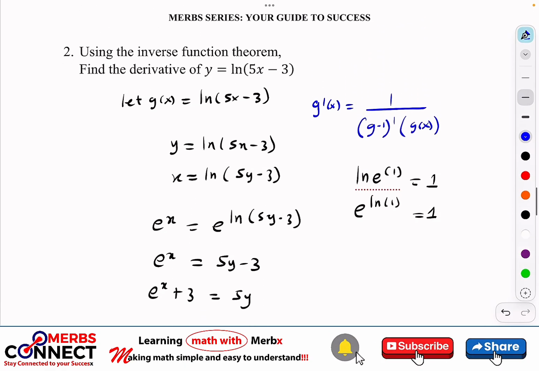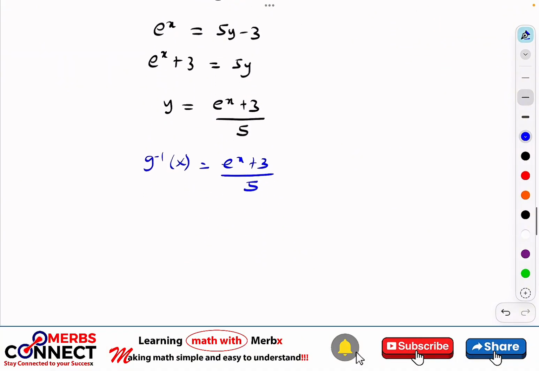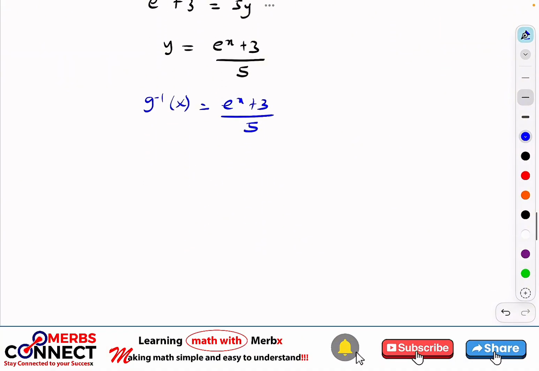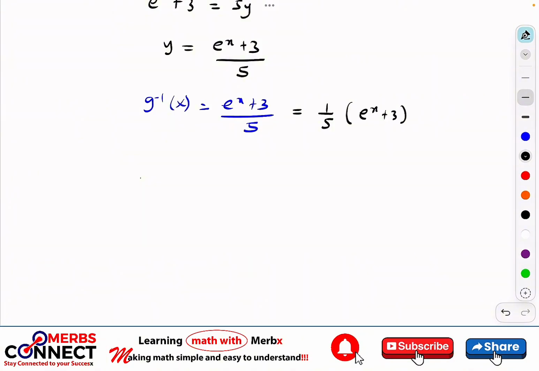Now that we have the inverse, let's take the derivative. Right. Let's take the derivative of this. This is going to be amazing. Now, this one we don't need to use the quotient rule if you can see this. This is the same as 1 divided by 5 times e to the power x plus 3. So this is a constant, right? So we can just ignore it and just take the derivative.